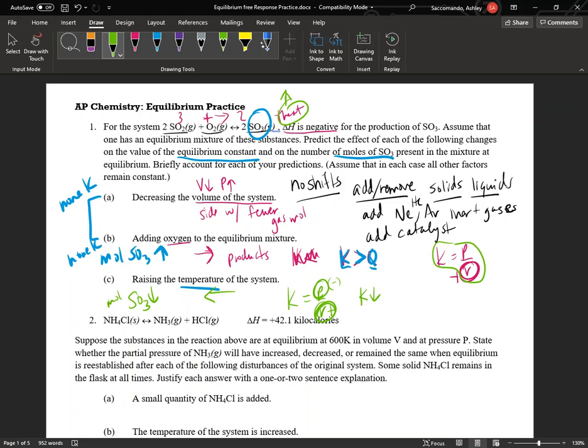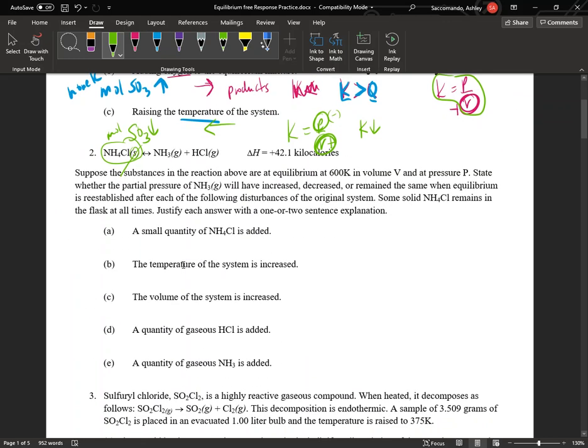All right, so here, watch this one because it's a solid. You wouldn't want to include that. Okay, partial pressure of ammonia: increase, decrease, or remain the same? So if you add in this, this is a no change, right? Temperature, once again, this time the heat is over here on the reactant side because it's exothermic.